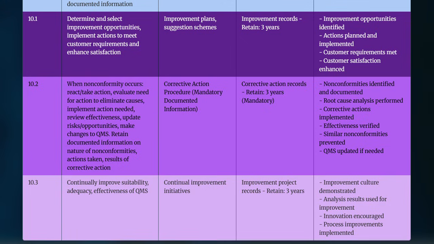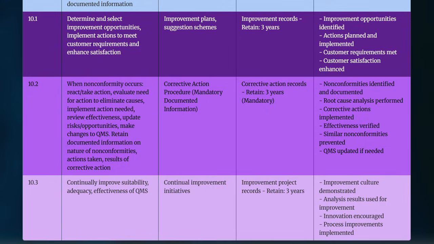In clause 10.2, it requires that when nonconformity occurs, you need to react or take actions and evaluate the need for action to eliminate causes and implement actions needed and review effectiveness, then update risks and opportunities and make changes to the QMS and retain documented information on the nature of nonconformities and actions taken and results of corrective actions.